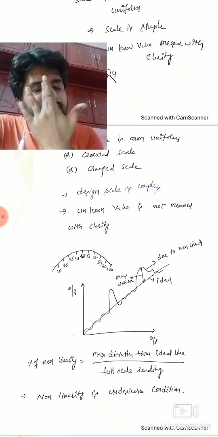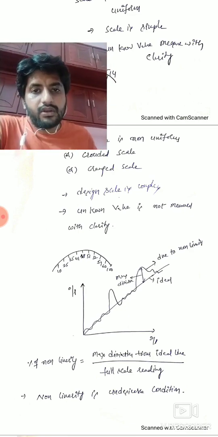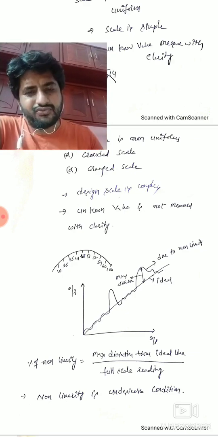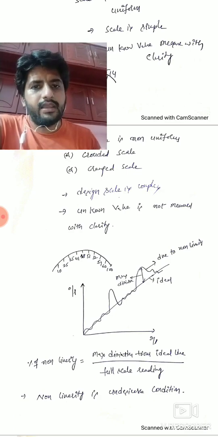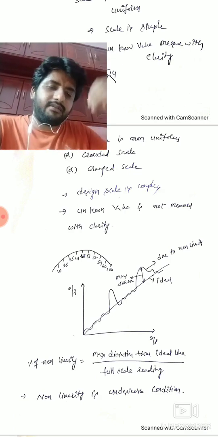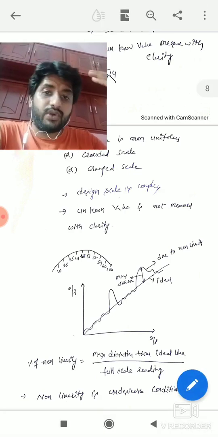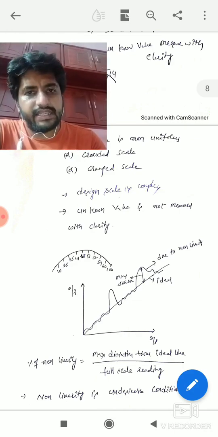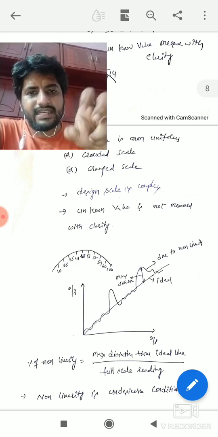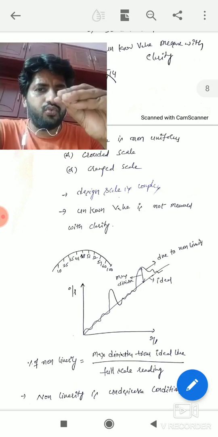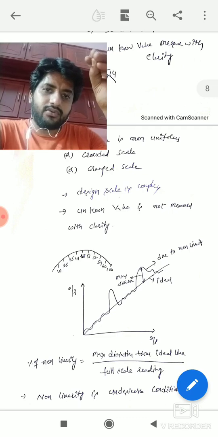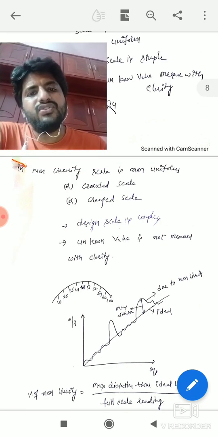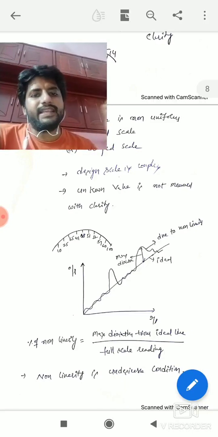If it is non-linear, the output is non-linear with the input. If input is 2, my output is 4; input is 4, my output is 10; input is 6, my output is 24. You don't have any linear relationship. My scale is non-linear, which means a crowded scale: 0, 2, 10, 24, and so on. You don't have a number of divisions between these, so it's very difficult to identify the unknown magnitude.